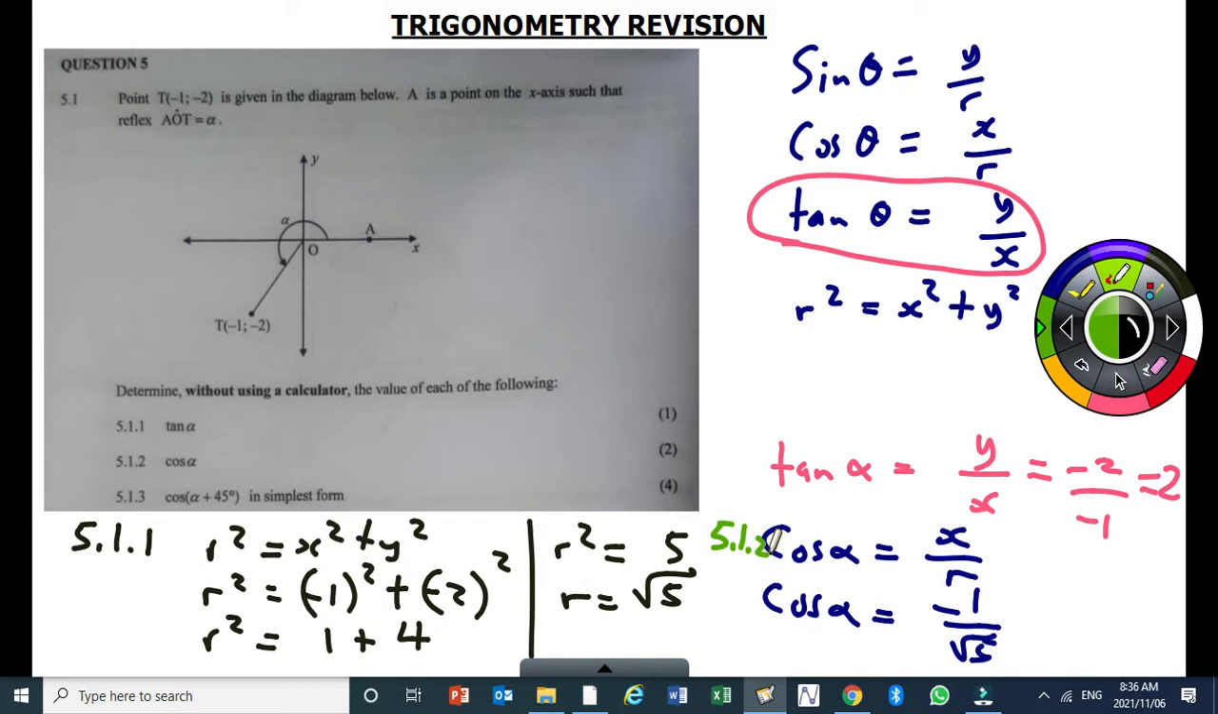Cos alpha has to be a negative ratio because we are in the third quadrant. In the third quadrant, cos is negative. In the fourth quadrant, cos is positive. Second quadrant, cos is negative. First quadrant, cos is positive. So the ratio for cos alpha here was supposed to be -1 over square root of 5. But then 5.1.3, okay, let me move on to the next page.